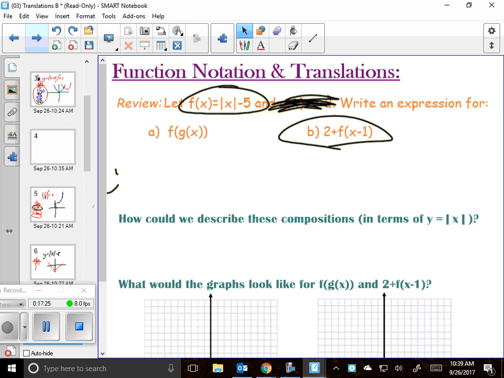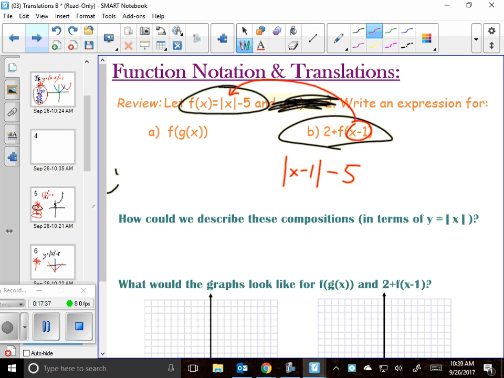Here's a start in case you're kind of lost on what to do. Stick x minus 1 into that function. There we go. x minus 1 and then minus 5. Raise your hand if you got that far. Okay, good. Now, what else is there?